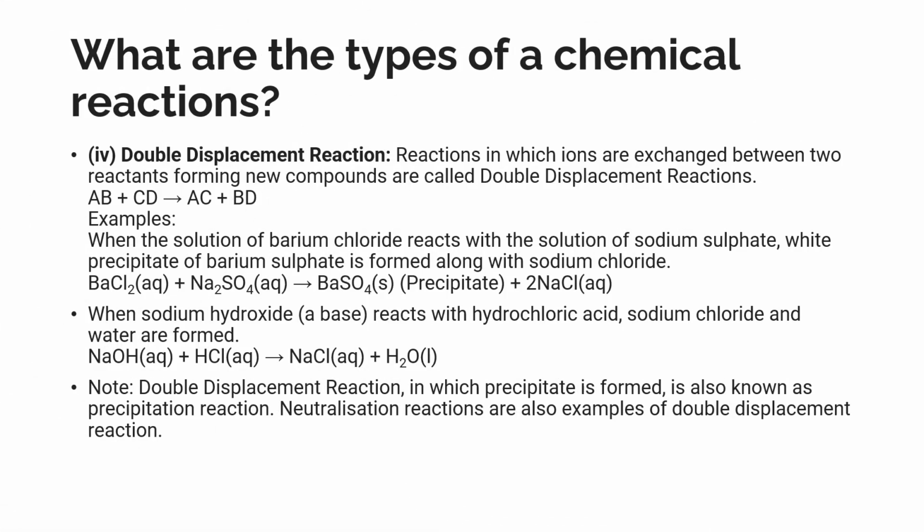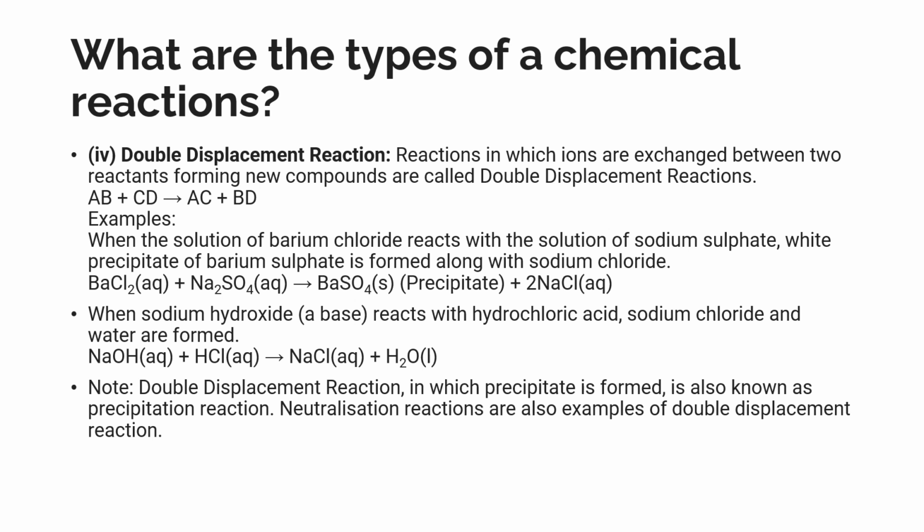The fourth type of chemical reaction is double displacement reaction. A reaction in which ions are exchanged between two reactants forming new compounds is called a double displacement reaction. Means what? AB plus CD gives AC plus BD. Now let's look at the examples.